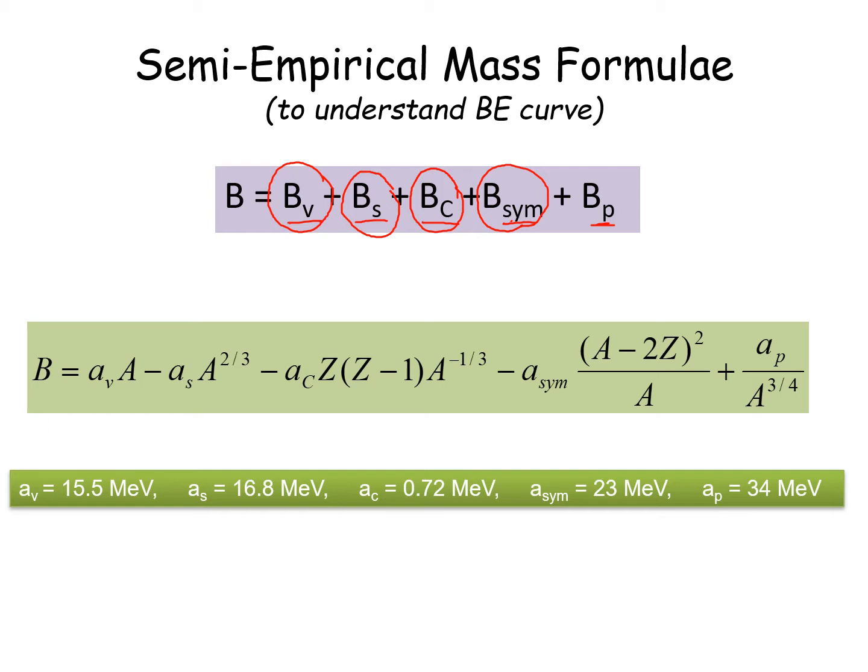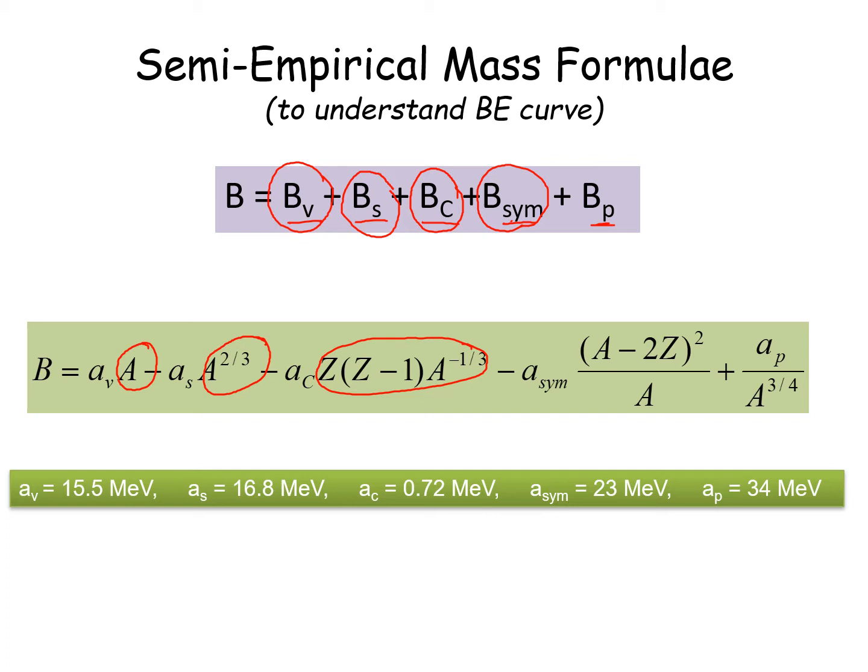And when we derive the relation of these terms, we get the volume term that comes out to be directly proportional to mass number A. Then we have the surface term that is directly proportional to A to the power 2 by 3. Then the Coulomb term depends on both Z and A. Z is the number of protons and A is the number of nucleons. So it is equal to Z into Z minus 1 into A to the power minus 1 by 3.